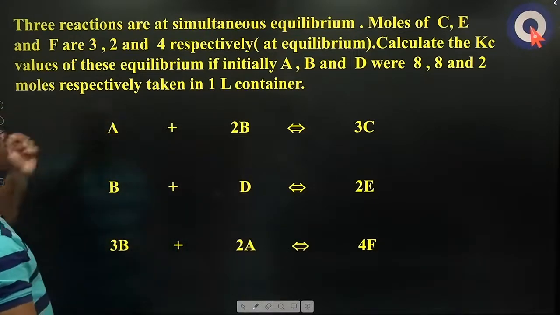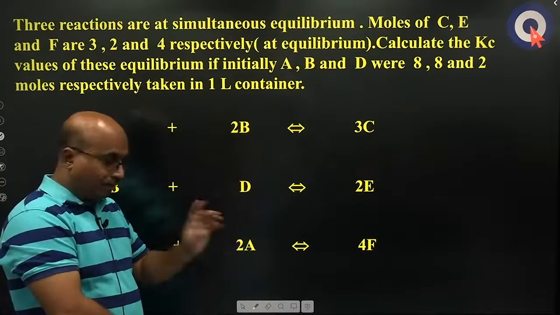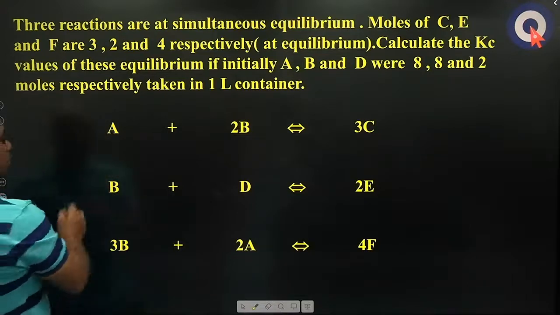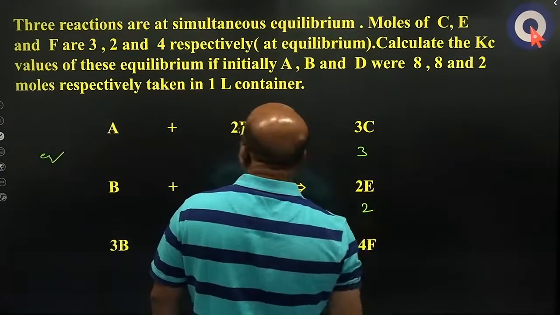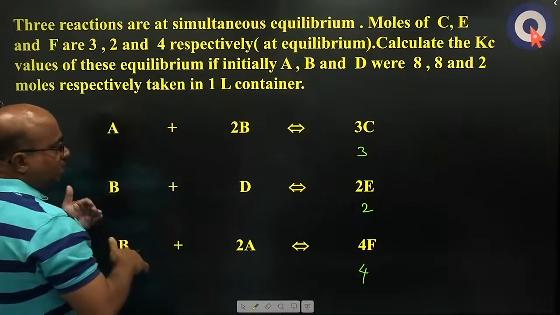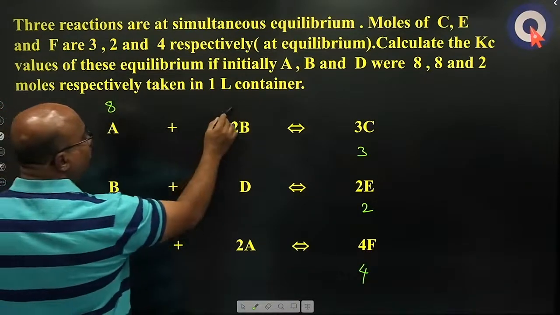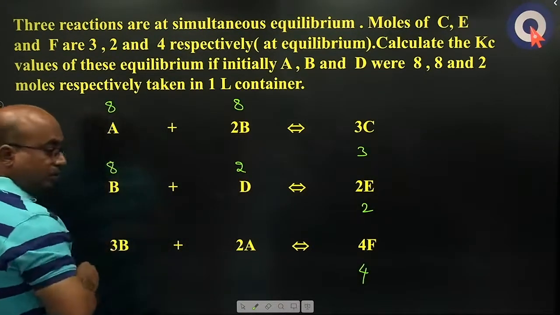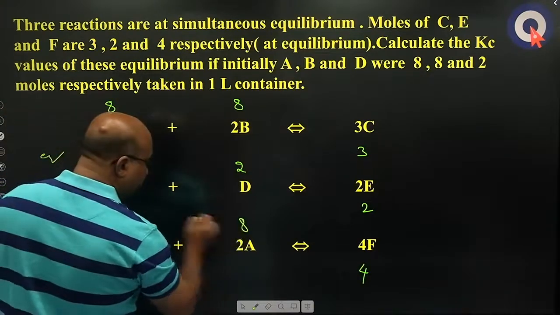But what is given? There are 3 equilibriums simultaneously, but he gave the number of moles of C, E and F at equilibrium. So at equilibrium we have 3 moles of this, 2 moles of this and 4 moles of this. But when the reactions take place, suppose we started with, as he is saying, 8 moles of this, 8 moles of B and 2 moles of this. So here there should be 8 moles, here also 8 moles; A and B are 8.